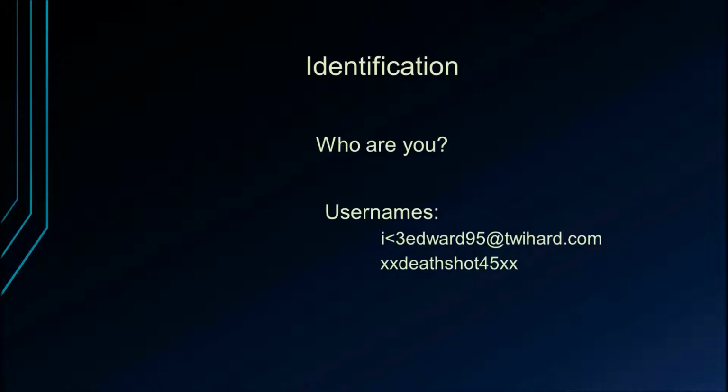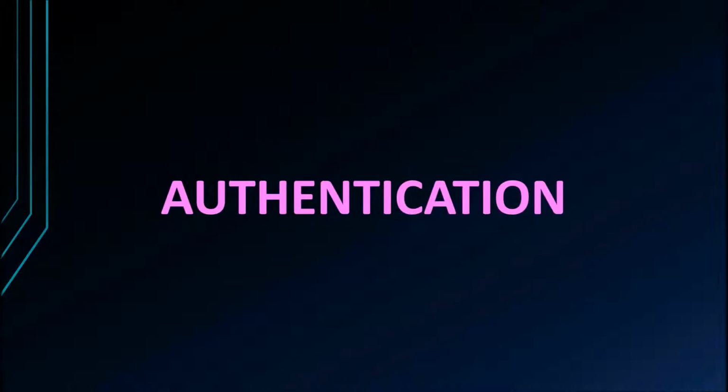Identification is the top layer, which simply allows for users of a system to be uniquely identified, without revealing too much personal information about themselves, of course. This is usually your username. Such examples could be iHeartEdward95 at twihard.com or xxdeathshot45xx.